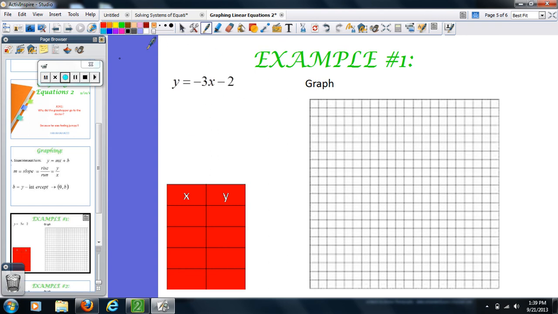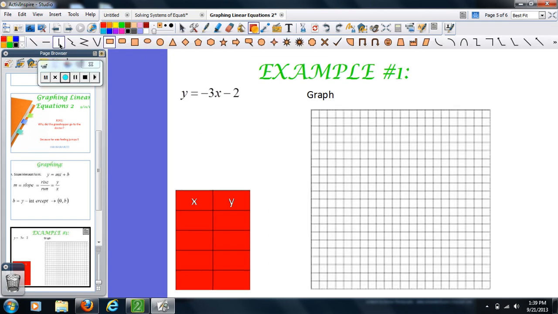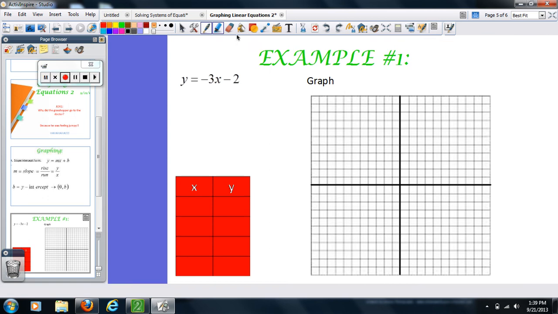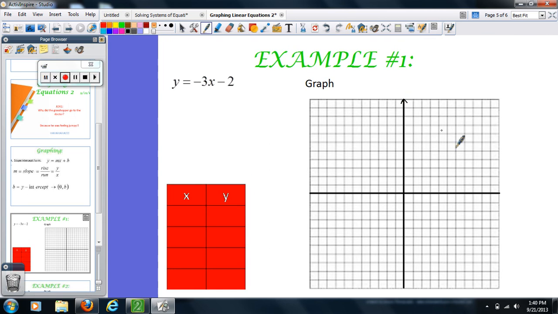Alright, so let's start first. We need to graph our x and our y axis. Now, with linear equations, it's always just going to make sense to put them right in the middle, because there are always going to be positive and negative numbers in linear equations. So here's my x and my y axis.